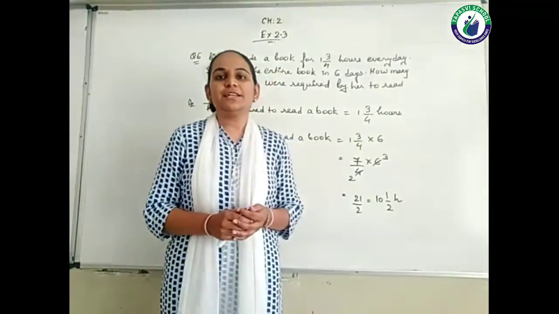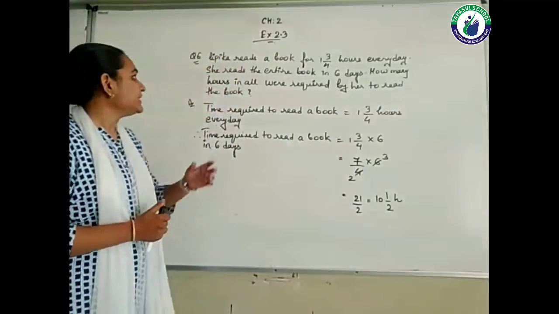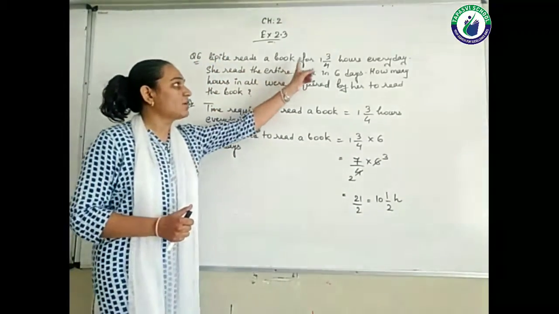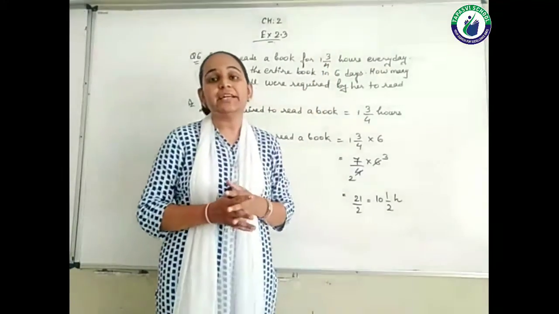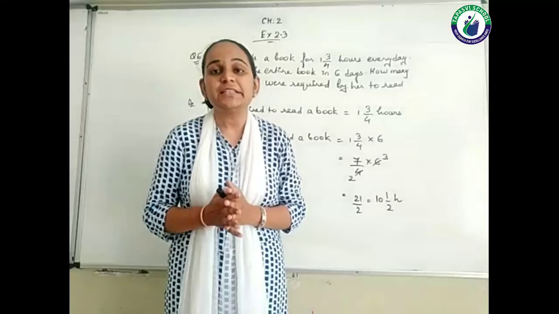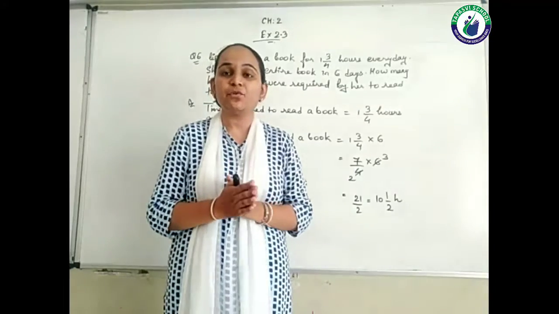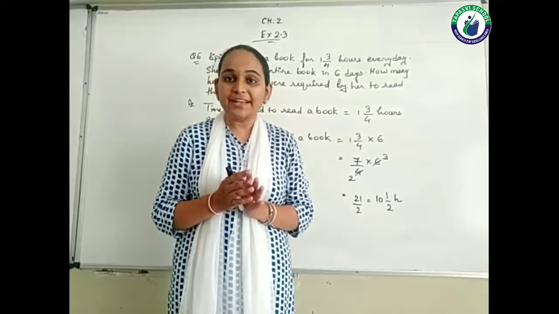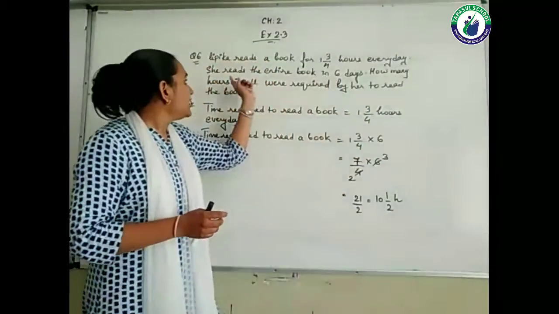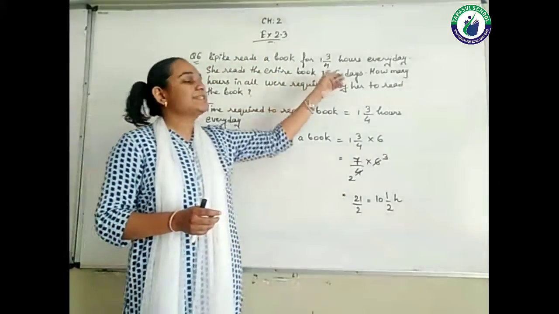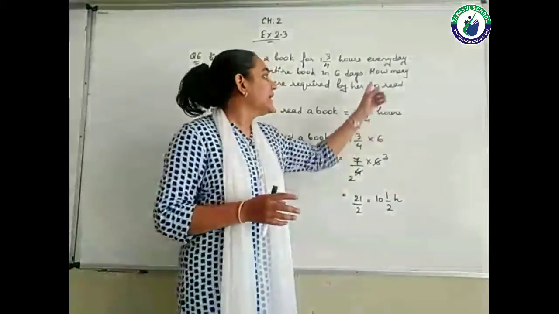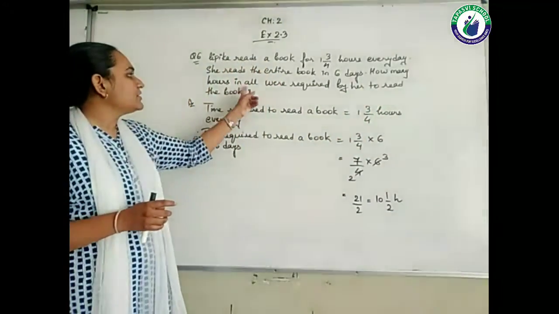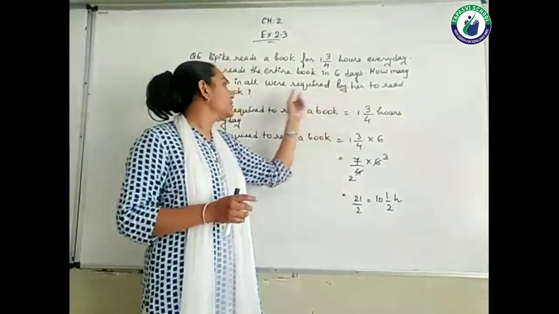Okay students, now let's see question number 6. Lipika reads a book for 1 integer 3 by 4 hours every day. That means every day she is devoting 1 integer 3 by 4 hours to read a book. If she reads the entire book in 6 days, then how many hours in all were required by her to read the book?